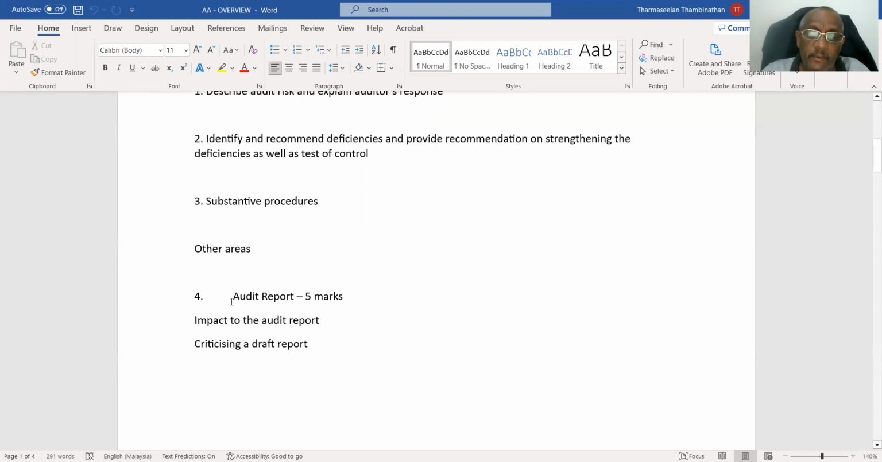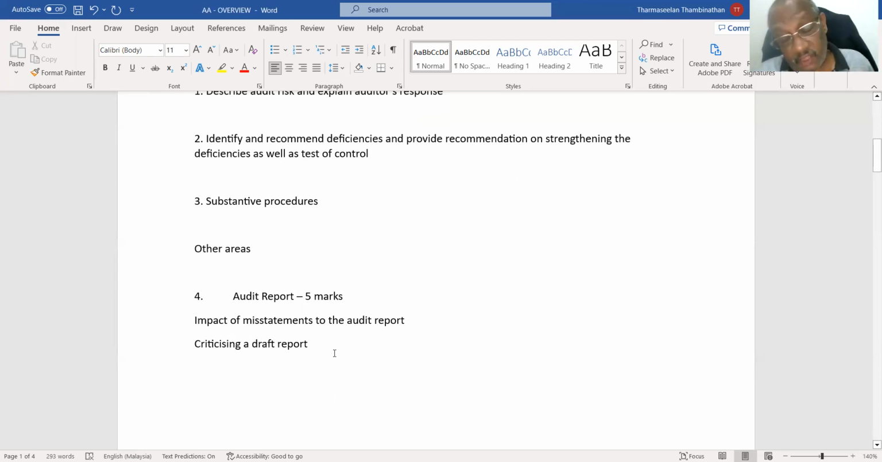Now, another area: you could get an audit report question, normally 5 marks, nothing much. And of course, the impact to the auditor's report, right? What will be the impact? Do you modify, or do you qualify, and so on? They tend to keep this one quite straightforward here.